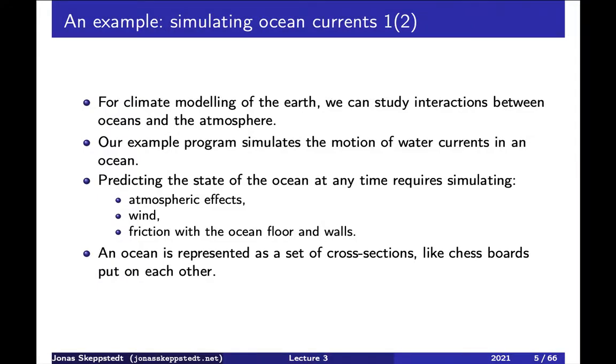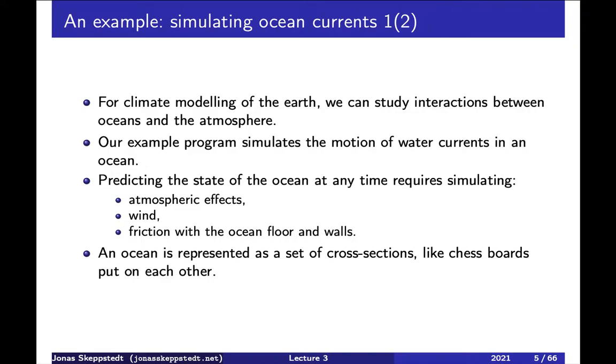We will now see two examples of parallelizing a computation. The first is to introduce terminology, and the second is to see how we may want to change the computations in order to get good performance on a parallel machine. So the first example is simulating currents in an ocean. What we may want to do is to study the interactions between the oceans and the atmosphere.